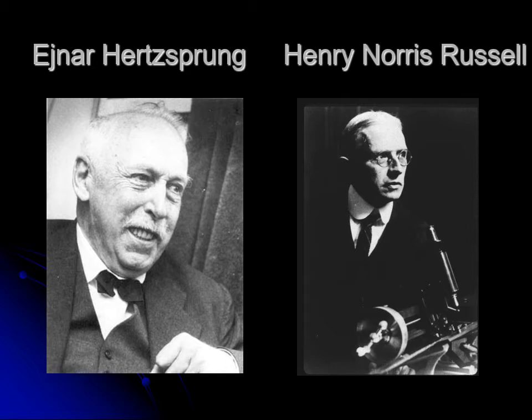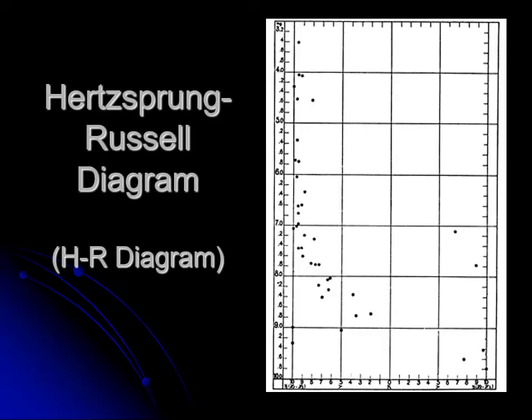One of them had tables of data, and one of them was making graphs. And what happened was they were both giving a presentation about the results at a meeting of the American Astronomical Society, and they realized they were both working on the same basic project. So they got together and put their work together and came up with what we call the Hertzsprung-Russell diagram. That's just long and hard to say, and so we often just call this HR diagram.